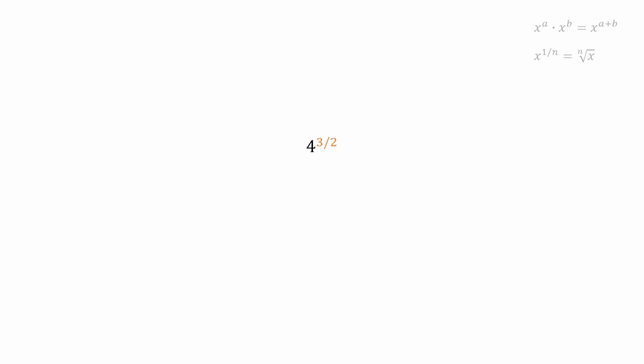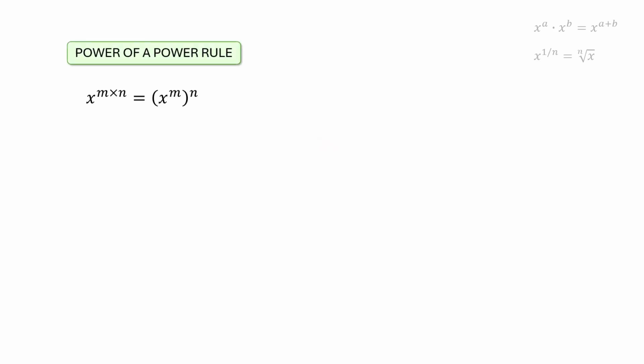For that, let me introduce another rule. The power of a power rule. Consider this example. 2 times 3 is 6. Therefore, we obtain base 2 multiplied 6 times by itself, which will give the result 64.